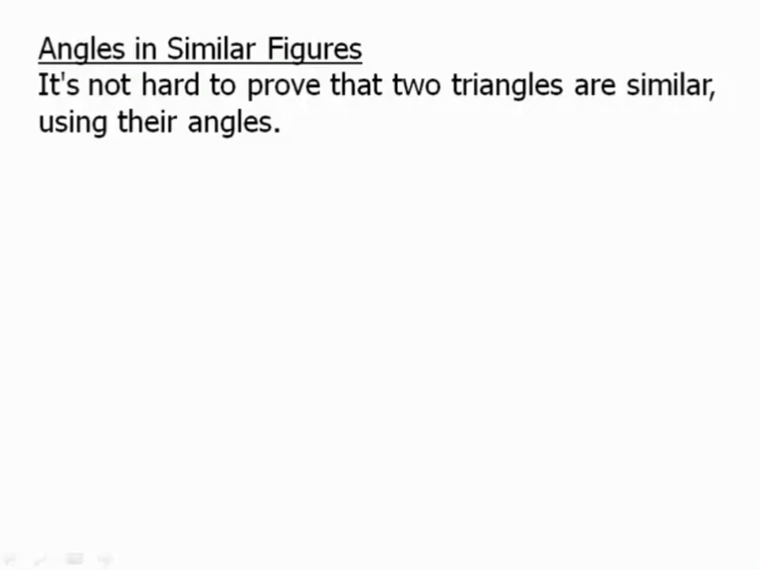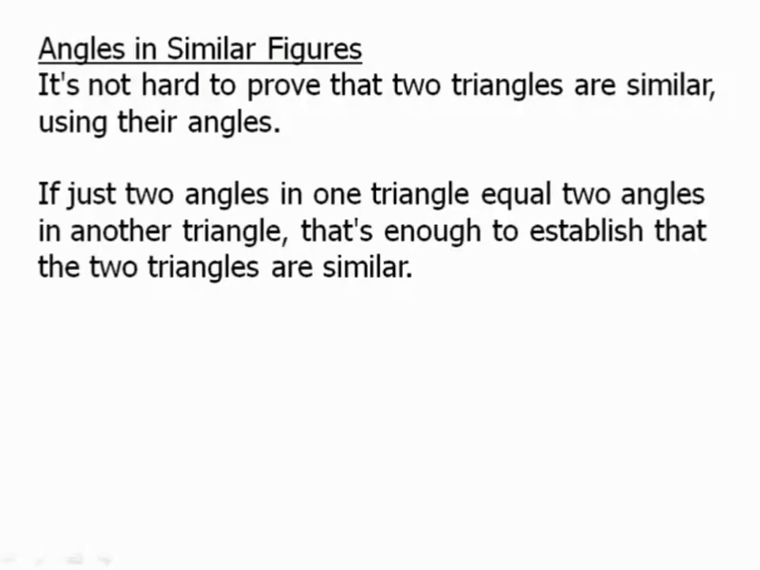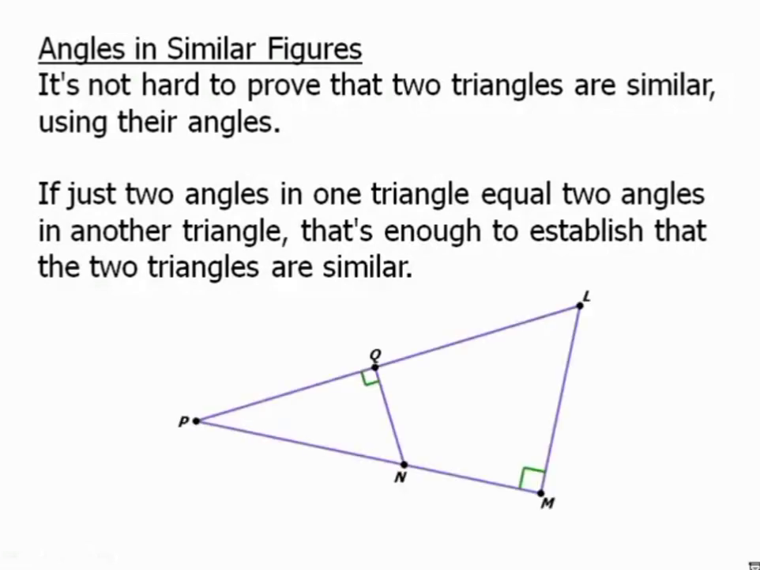It's not hard to prove that two triangles are similar using their angles. If just two angles in one triangle are equal to two angles in another triangle, that's enough to establish that the two triangles are similar. So for example, here we know that the smaller triangle has a right angle, the larger triangle also has a right angle, so that's one thing they have in common, and they share that angle at P. And so that's another angle that, since it's common to both of them, they share that. That's two angles. That's enough right there to guarantee that those two triangles, the smaller triangle and the larger triangle, are similar.